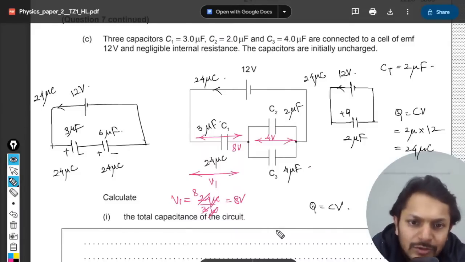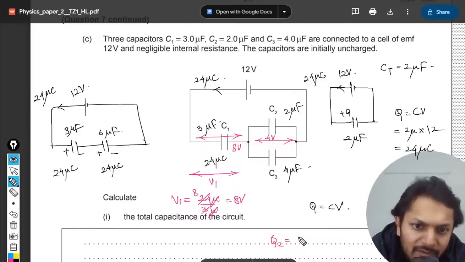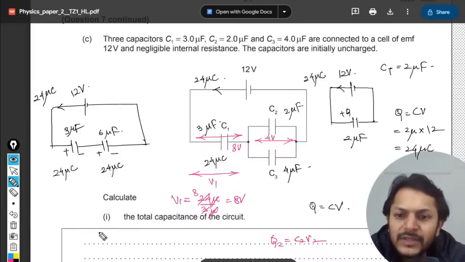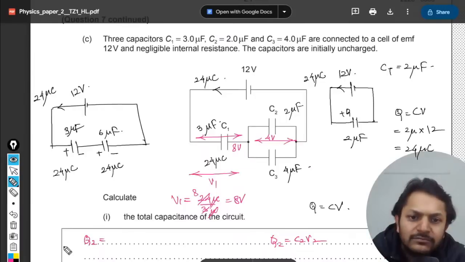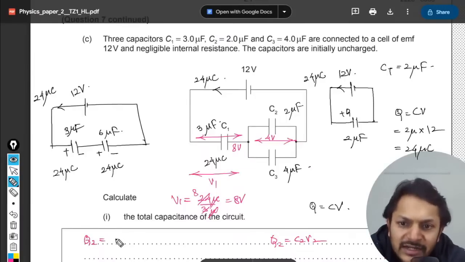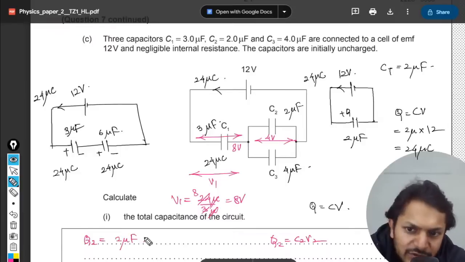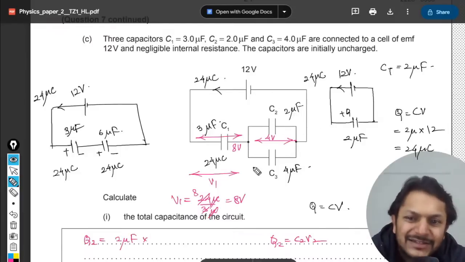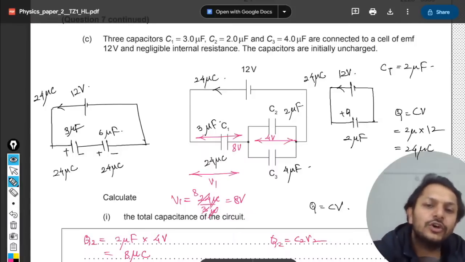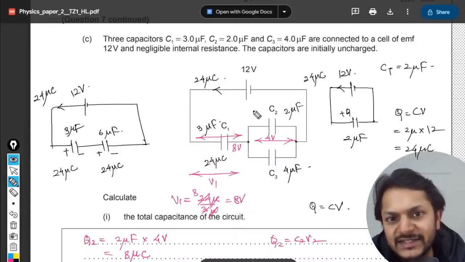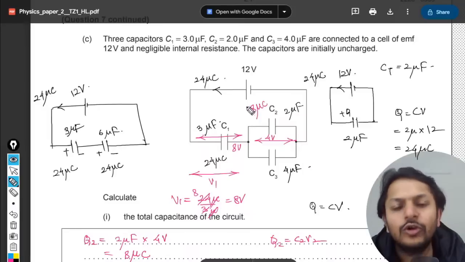So Q2 will be equal to C2 V2, and pardon my space management, that has been really weird in this question. So 2 microfarad is the capacitance, and V2 is 4 volt. So 4 2s are 8. Micro has to be there, coulomb. So the answer for this is 8 microcoulomb.